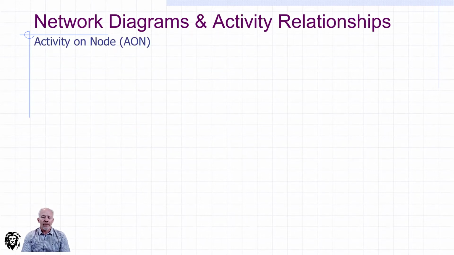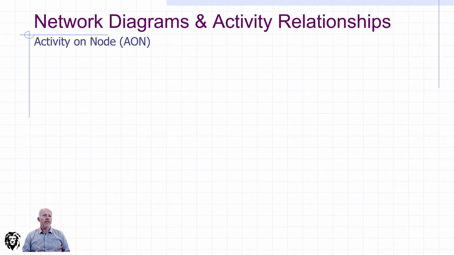So with that said, we have to start talking about our network diagrams and how we're going to build them up so that we can get to all of this information and start overlaying the various techniques that we've talked about. Now there's two kinds of network diagrams: the activity on arrow and the activity on node. And I'm going to use the activity on node for all of my examples.